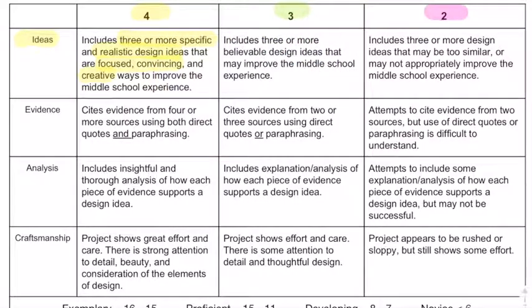So for that, it still includes 3 or more design ideas, but these don't necessarily need to be realistic. They just have to be believable. So something that is not like out of a fantasy world. So you can't have, I think that we should have a 6th through 80-year-old school, because if 6 through 12 is good, then 6 through 80 years old would be even better. It's not quite believable. So 3 or more. You still need 3 for both 4 and 3. In order to be proficient, you've got to have 3 ideas.